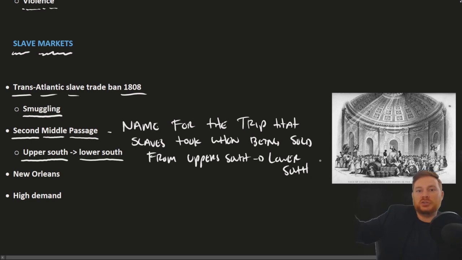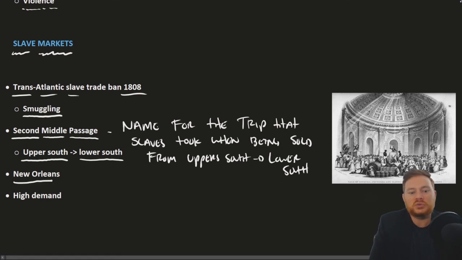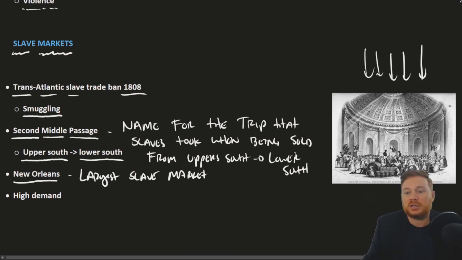If you recall, the first middle passage described the trip from Africa to the New World across the Atlantic Ocean, with hellish conditions and a 25% death rate. The second middle passage explains simply the shift, the largest forced migration in U.S. history, from the upper South down to the lower South and further to the west. New Orleans was the largest slave market in the United States. There were other areas. There's an illustration provided by your text.